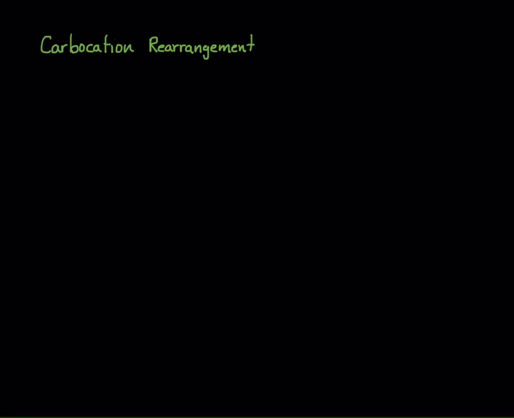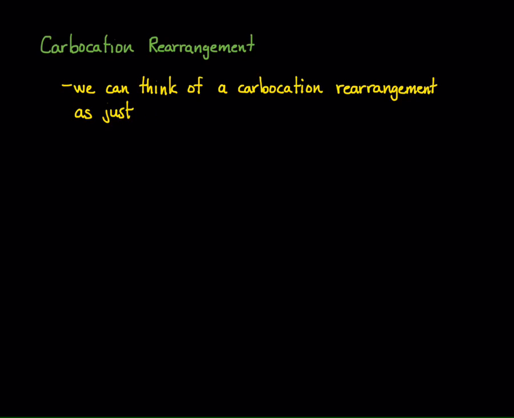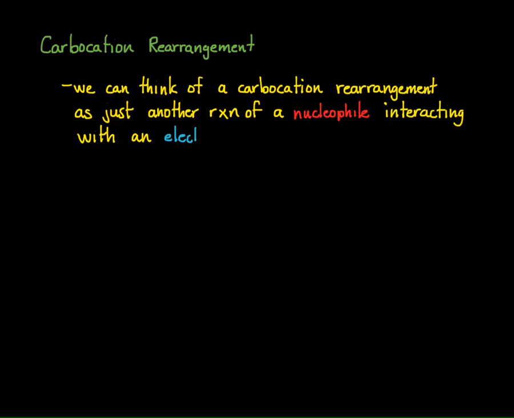So now let's re-evaluate carbocation rearrangement. We can think of this rearrangement as essentially just another reaction of a nucleophile interacting with an electrophile. So we learned in the previous video that carbocations are stabilized through both inductive effect and hyperconjugation, right?